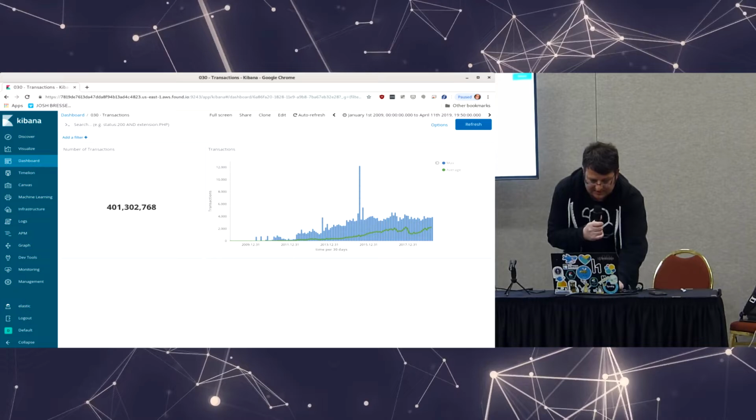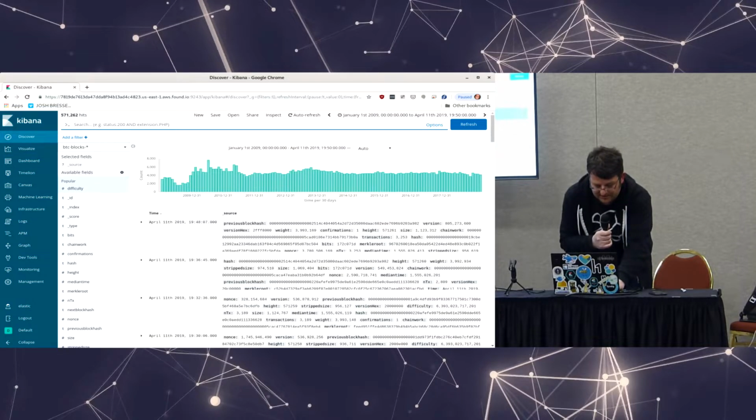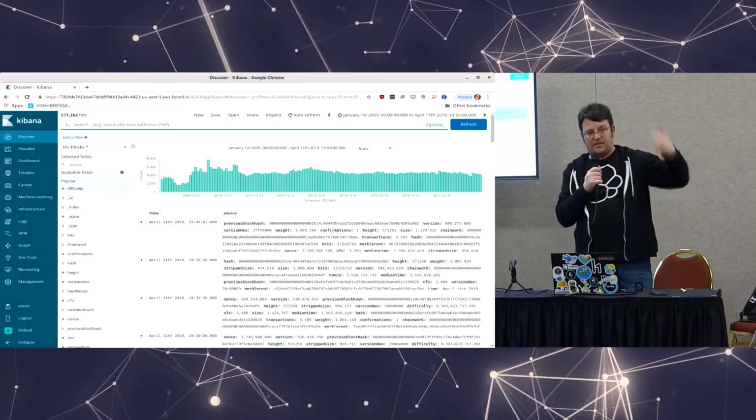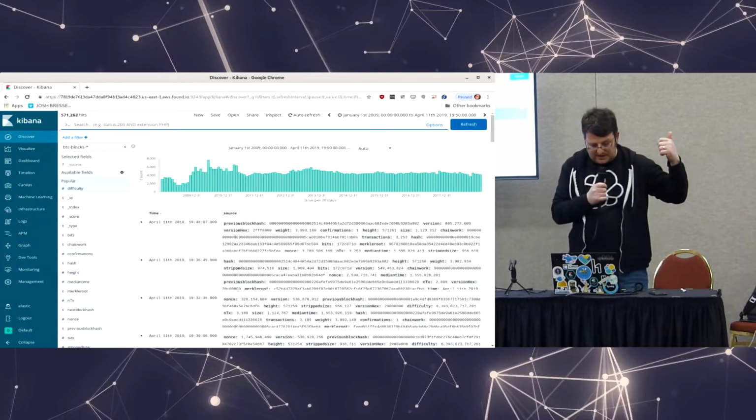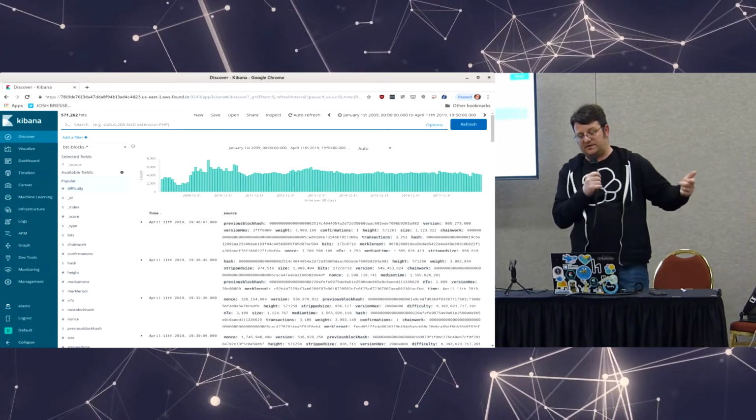And here, I'll show you what the data looks like, because that's fun. So I've broken the data up into a couple different pieces. There's a block index. I've got the transaction index. The transaction index is the one that has 400 million documents in it. So that's the big one.